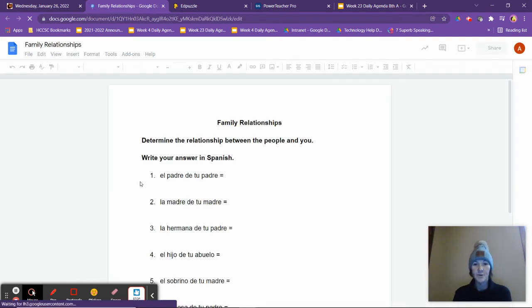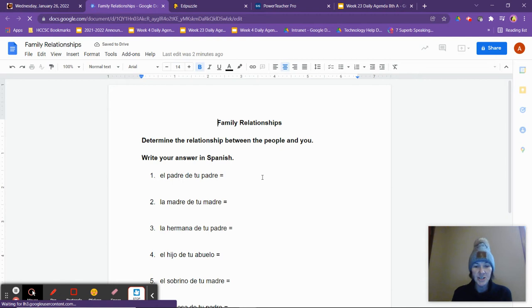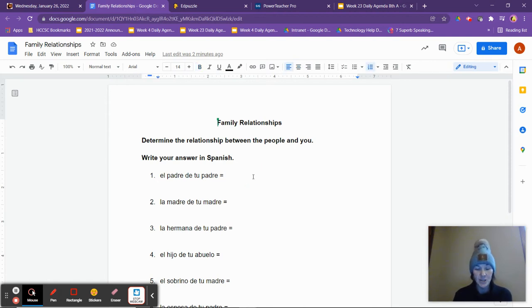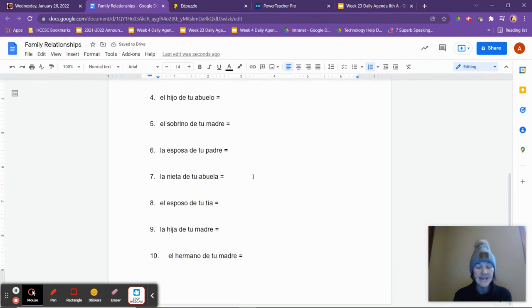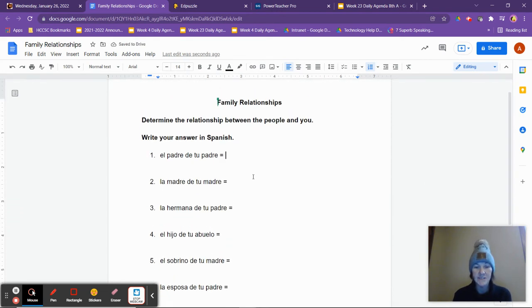It will open up your own personal copy, and then you are just going to determine the relationship between the people and you. Make sure you write your answer in Spanish and make sure you are spelling it correctly. So like the first one, el padre de tu padre. So the padre of your padre. And so what relationship would that be? And then you would type that answer in Spanish in here. You have a ton of those to complete. Make sure you look at the relationships carefully.